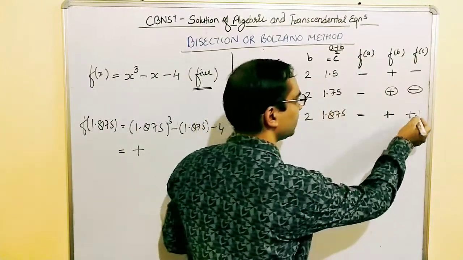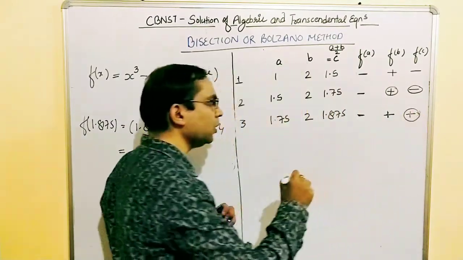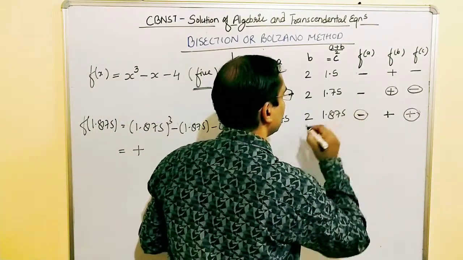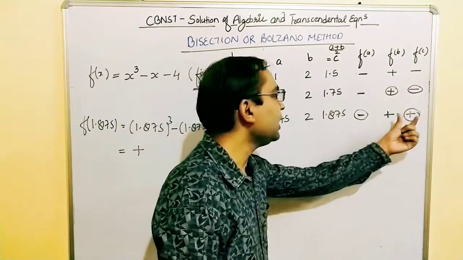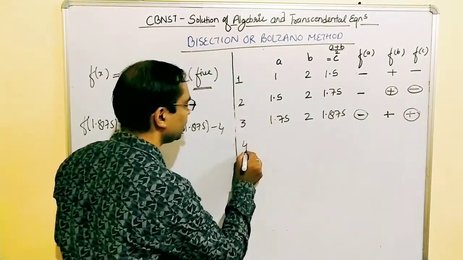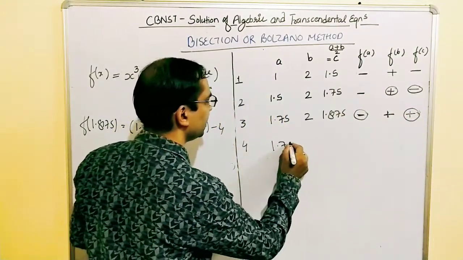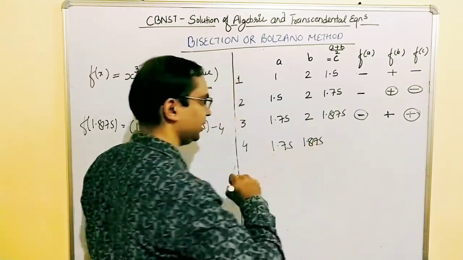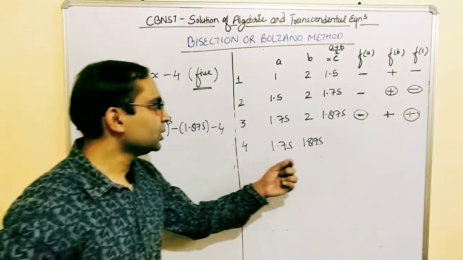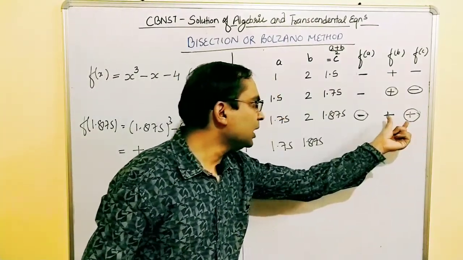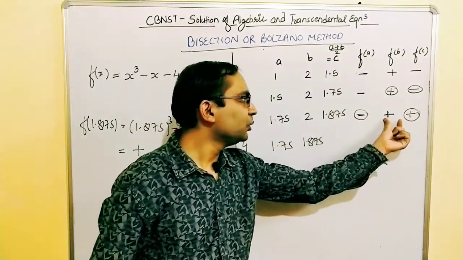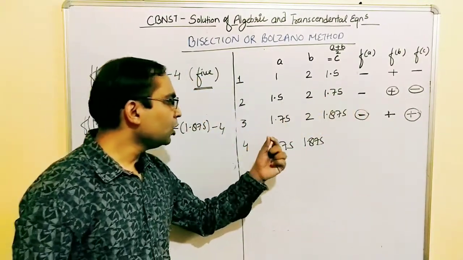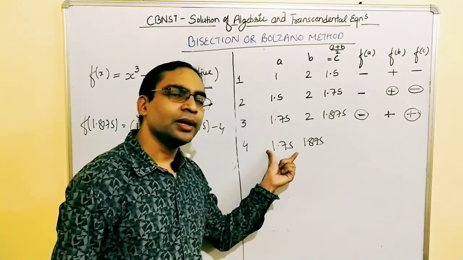Now obviously we will select this new one, and from the older ones we have to see which has the opposite sign. So the opposite sign is this. So now we will choose these two values, A and C. In the fourth iteration this will be 1.75 and the new value will be 1.875. You can see that we have selected this new value, and from the older ones we have selected the value with the opposite sign. This is negative, and remember we always write the smaller value on the left hand side.